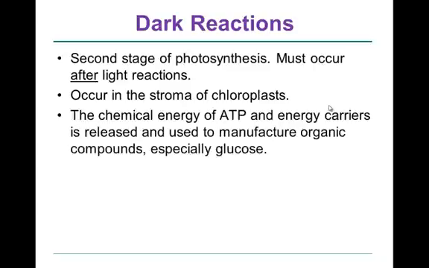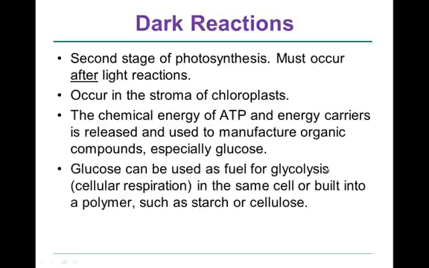And so what happens in the dark reactions, as stated, the chemical energy of ATP and energy carriers is released and used to manufacture organic compounds, especially glucose, that all-important monomer, which can be used then to make starch or the structural molecule of cellulose. So it can have many different functions. Glucose can be used directly as the input for cellular respiration and glycolysis. And so the fate of glucose varies depending upon the needs of the cell.